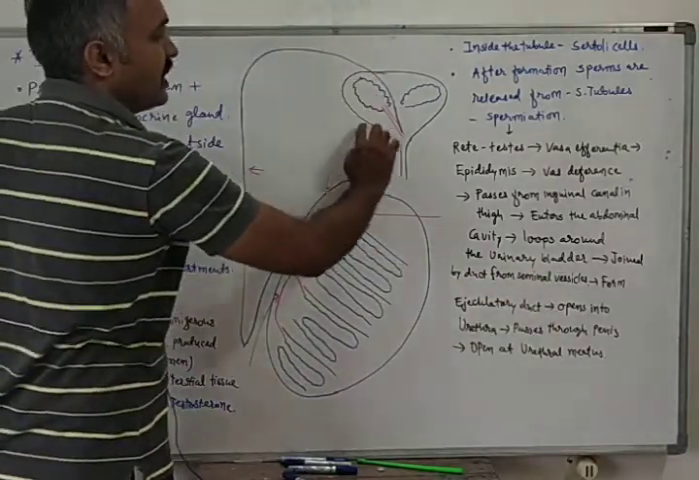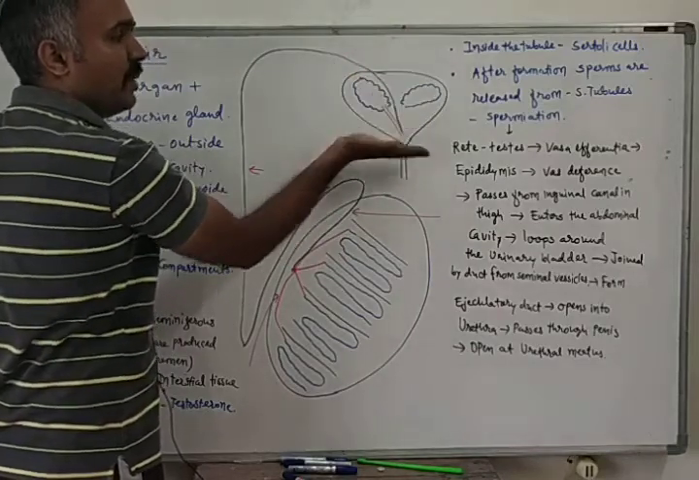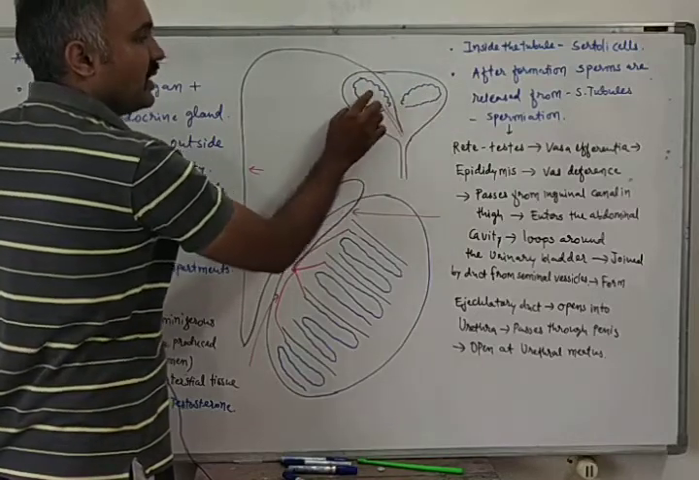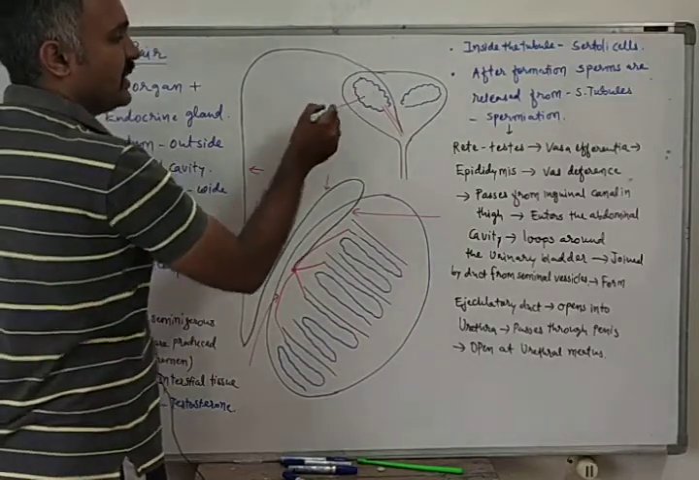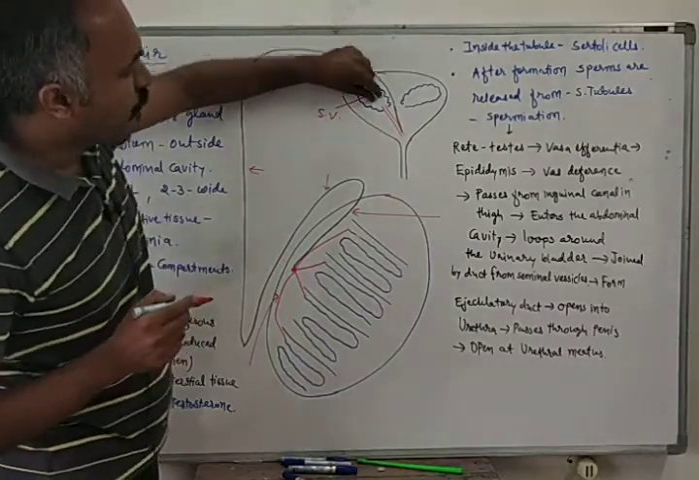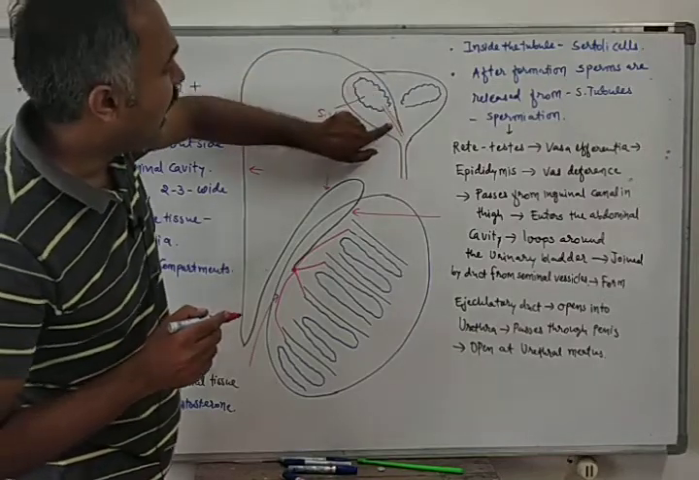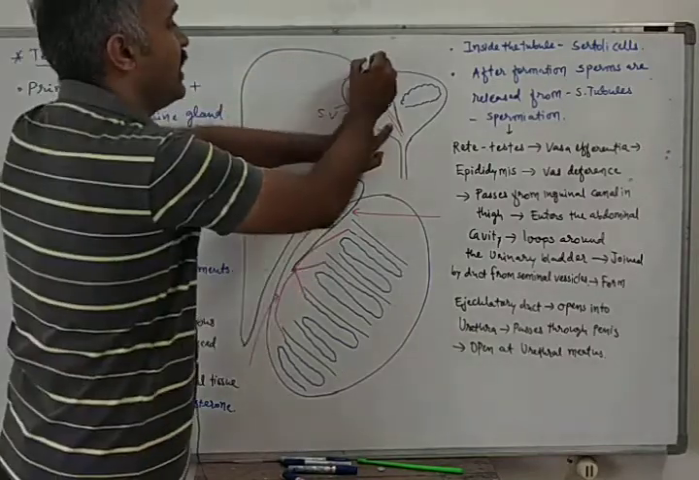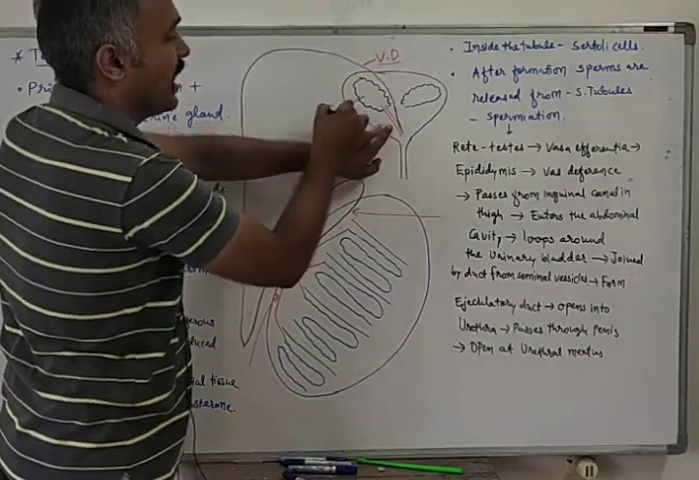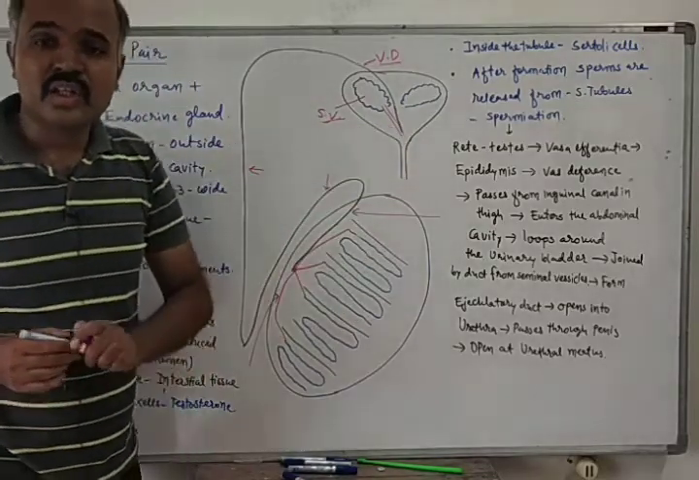See, here the bladder is there, and on the posterior surface of the bladder, these two structures are present, and these structures are known as seminal vesicles. A duct comes out from the seminal vesicle, and the vas deferens will get joined with that duct, and then they will form the ejaculatory duct.